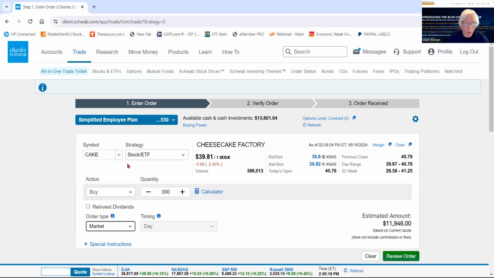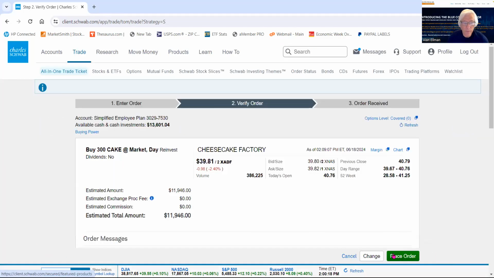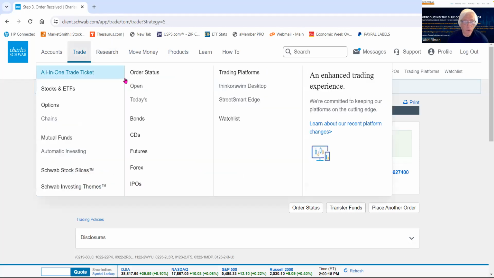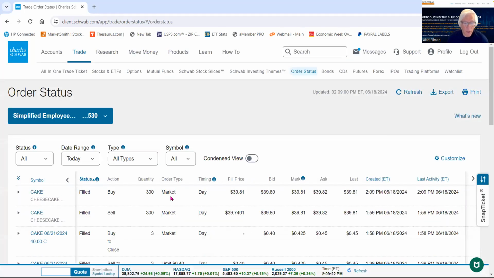So let's review. We're buying 300 shares of cake at market order. It's going to be 11,946. Review the order. Okay. No commissions on stocks. Place the order. Boom. If you want, you could check the activity or go to trade, today's orders. And on the top, you could see cake was filled at 39.81.